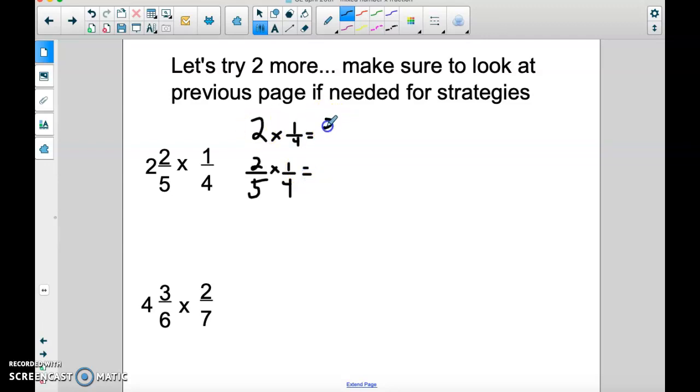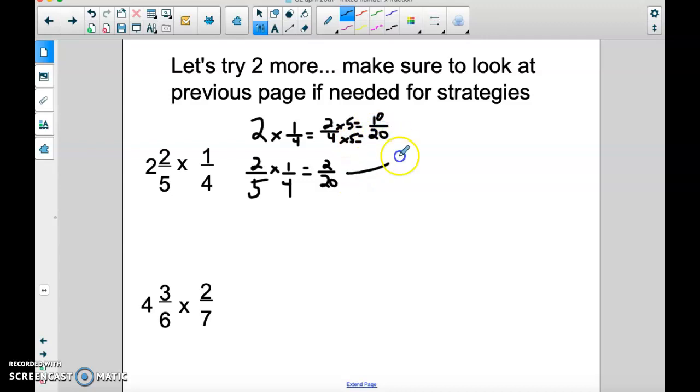Two times 1/4 is 2/4. 2/5 times 1/4 is 2/20. Now, I have to add this stuff together, right? Here's a little trick. I've already done 4 times 5 down here to get 20, and I see my denominator is 4. So all I have to do is multiply it by this denominator. And I get 10, oops, that's a bad 10, 10/20.